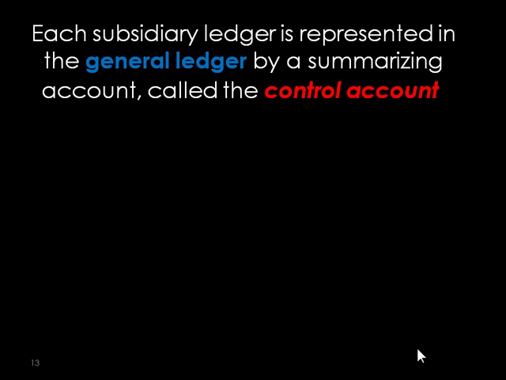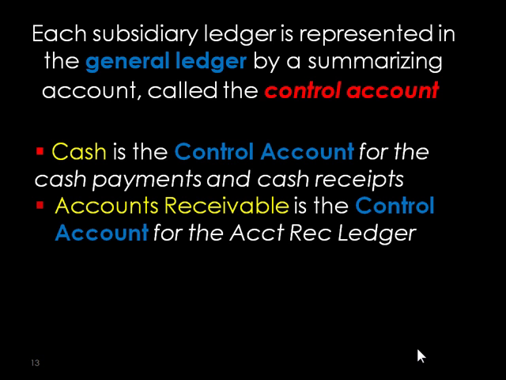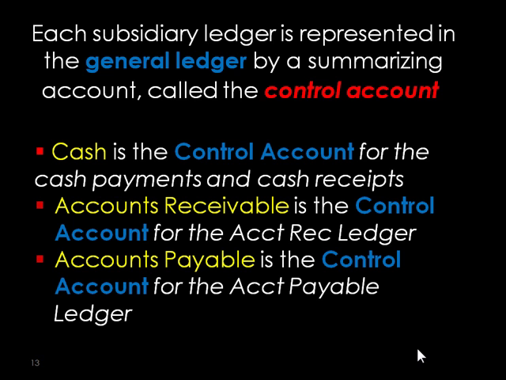Each subledger is represented in the general ledger by a summarizing account called the control account. Cash is the control account for the cash payments and cash receipts. Accounts receivable in your general ledger is the control account for your accounts receivable ledger. And accounts payable is the control account in the general ledger for your accounts payable ledger. So we're going to go through each one of these a little bit.